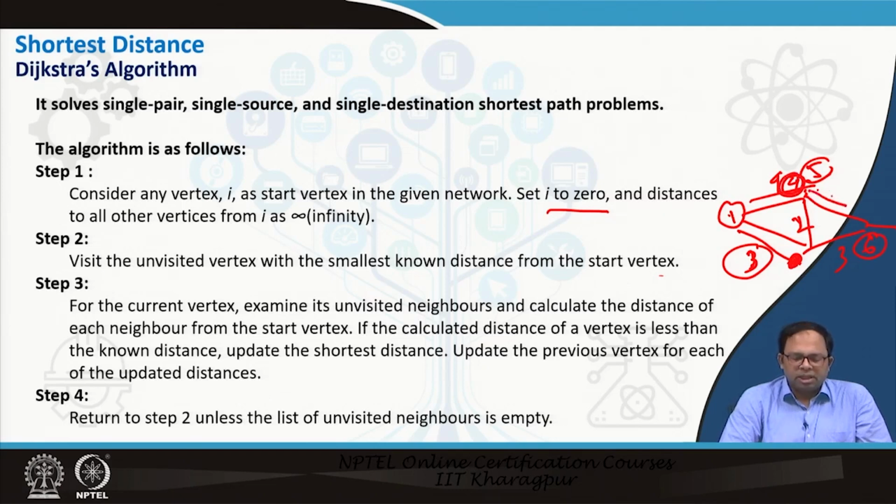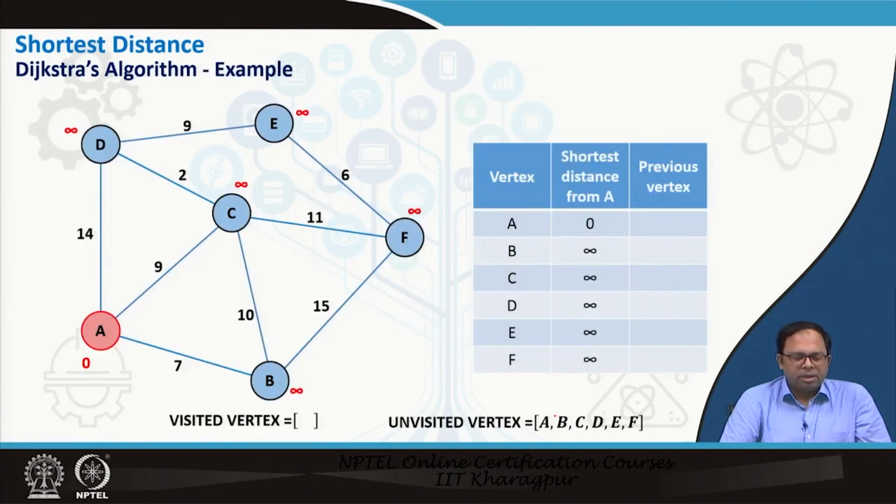So, this is the process that we follow, and if the calculated distance of the vertex is less than the known distance, update the shortest distance and update the previous vertex for each of the updated distances. So, we also need to take care of which was the last vertex that was recorded, and return to step 2 unless the list of unvisited neighbors is empty. So, let us see an example.